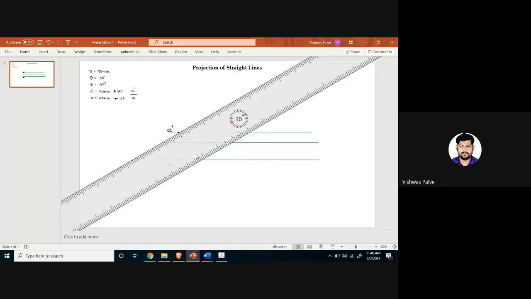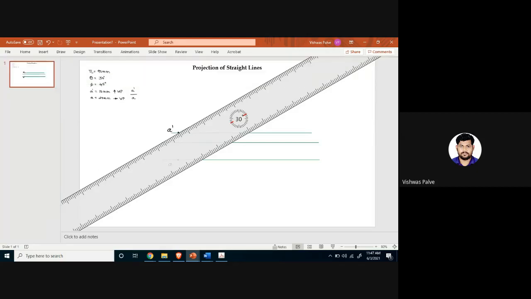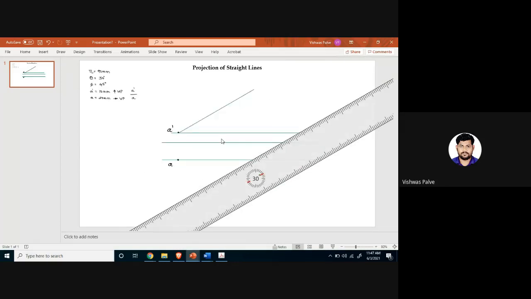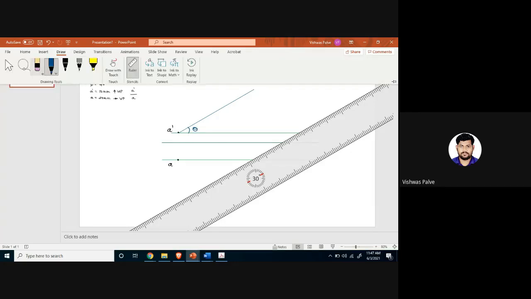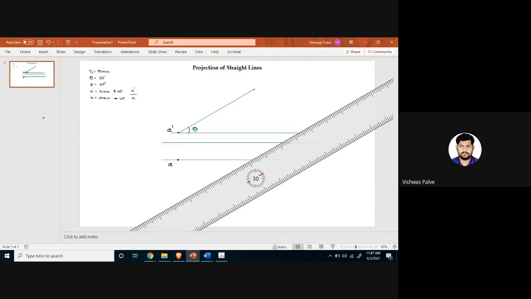I will use a different color for this, a blue color line. So this is my true length. And how much is the inclination? Here the inclination is theta, 30 degrees. Please note down the notations also. I'll give you time for noting. Just listen carefully. The notation for true length in front view is B1 dash.